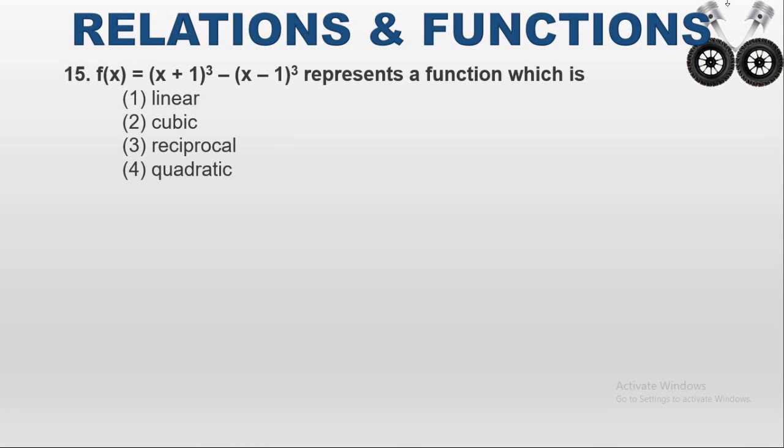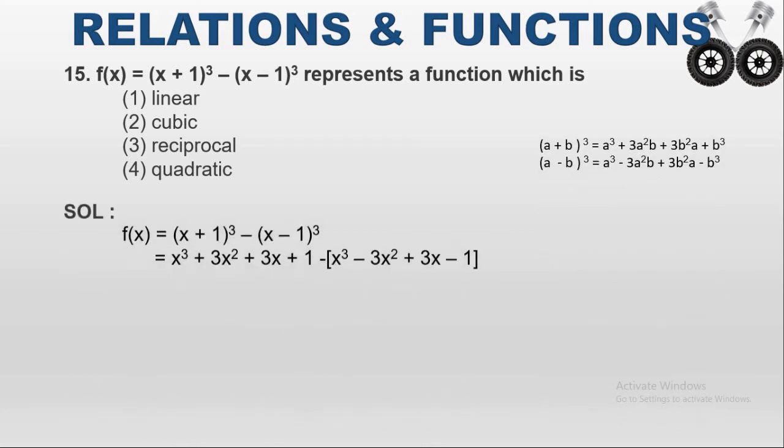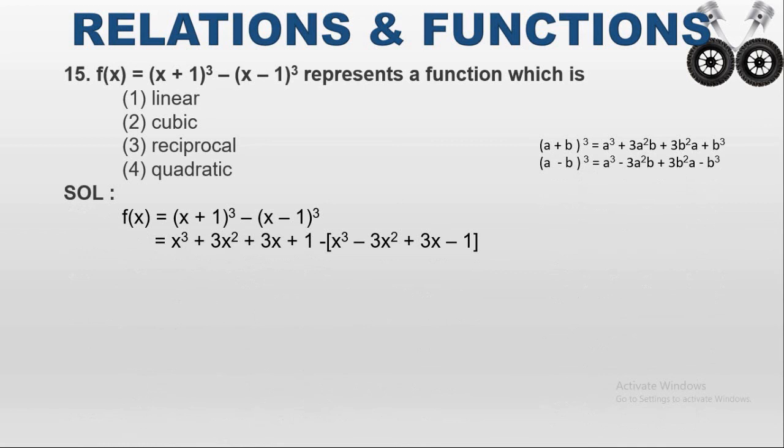We have to say. So f of x value is written as (x plus 1) whole cube minus (x minus 1) whole cube. So we know the cubic formula. What is the cubic formula? (a plus b) whole cube equal to a cube plus 3a square b plus 3b square a plus b cube. So instead of (x plus 1) whole cube, we can substitute here. What is the a value here? A value is x and b value is 1. So it can be written as x cube plus 3x square plus 3x plus 1.